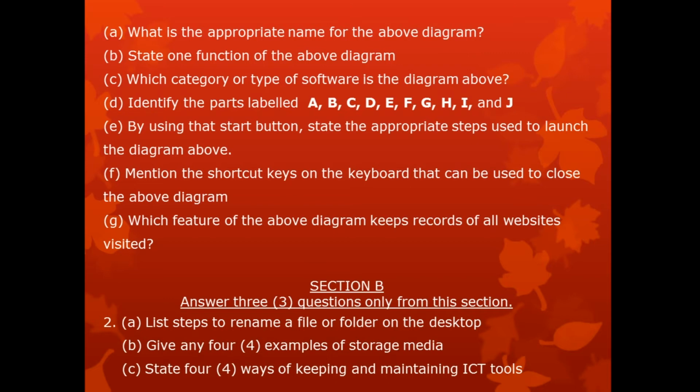So, one, click on the Start button. Two, select all programs. Three, scroll the list and click on the Internet Explorer program. So these are the steps of how to launch the diagram you see. First, click on the Start button. Second, select all programs. Third, scroll the list and click on the Internet Explorer program.